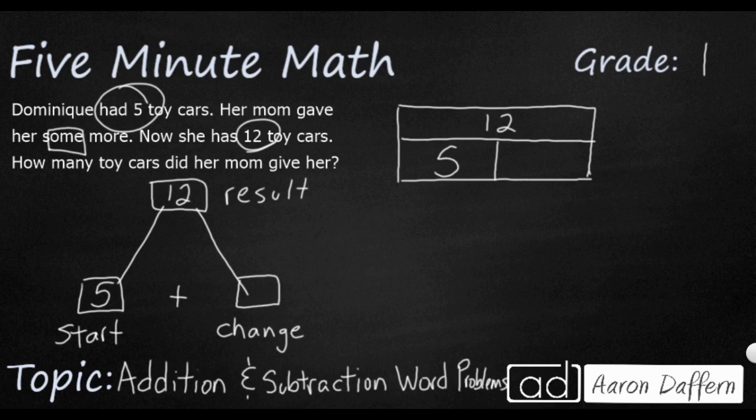So let's just use a strategy called counting up. So I'm going to start with my 5, then I'm just going to keep adding until I get up to 12. 6, 7, 8, 9, 10, 11, 12. So how many did I add? I added 7. So our answer is going to be 7.